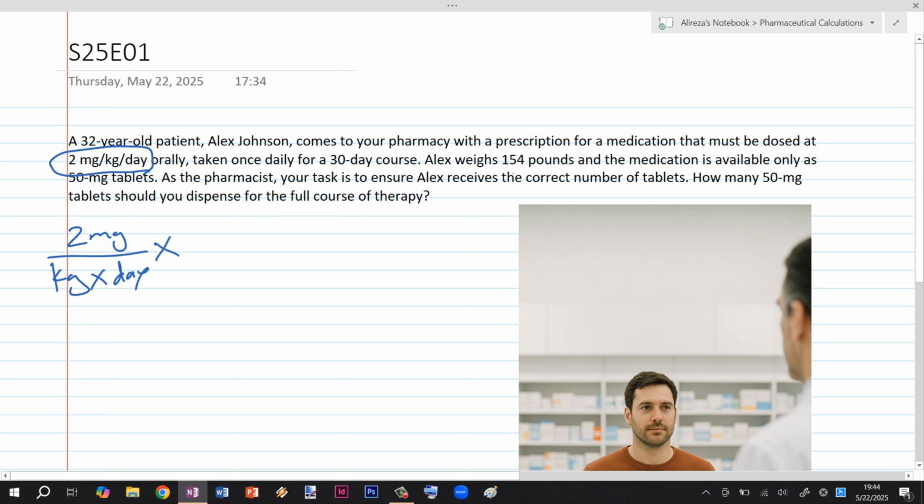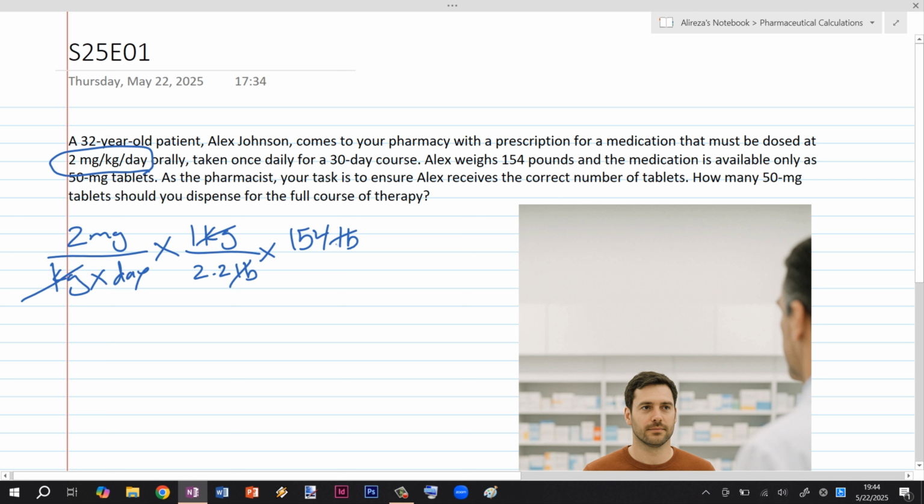However, this patient is given as 154 pounds, so we need to convert pounds to kilogram. So essentially, if we need kilogram in the numerator, we can say 1 kilogram is 2.2 pounds, and then we put the patient's weight, which is 154 pounds, in the numerator. So this kilogram and kilogram cancel out, and this pound and pound cancel.